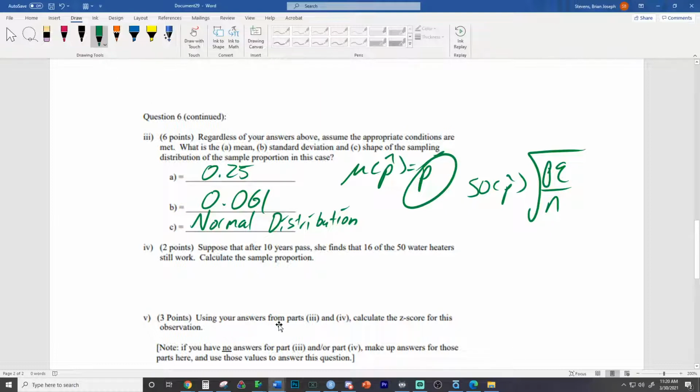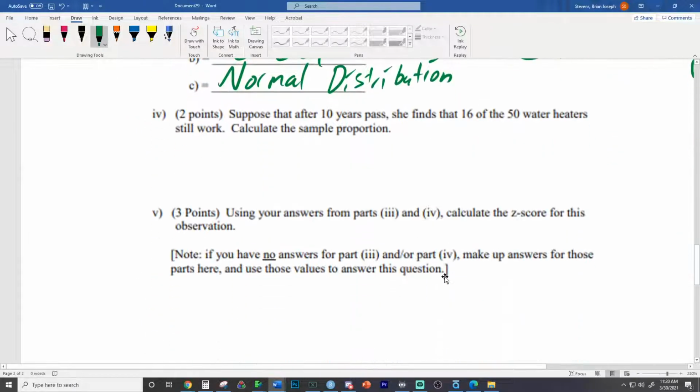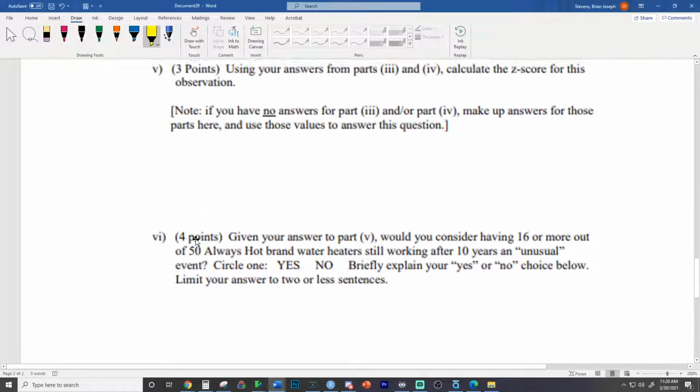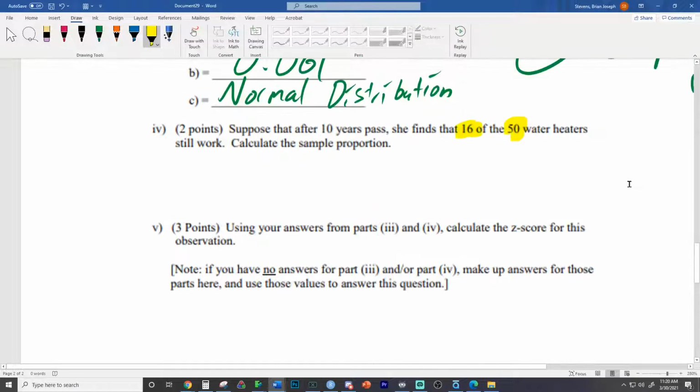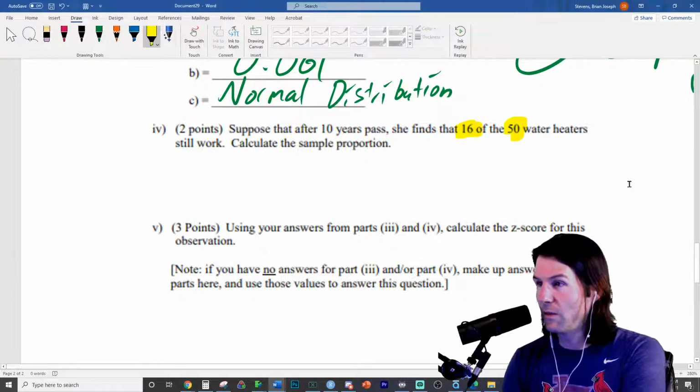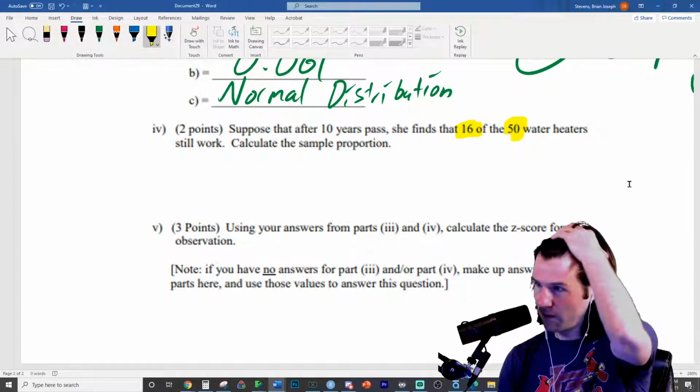If you meet all the conditions, we will have normally distributed data. Suppose that after 10 years, she finds that 16. So Campbell, here's the practice we need. You ready? This 16 out of 50, what's the notation here? We're almost to the last part. Part number 6. So this is the part that is going to matter right here. So 16 out of 50, what's the notation on this?